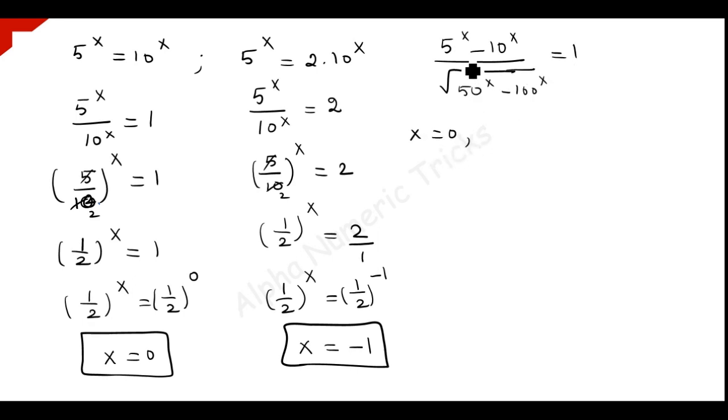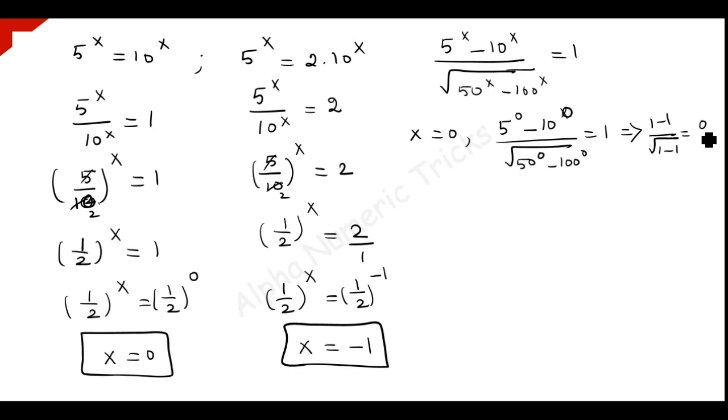When x is equal to 0, our problem becomes 5 to the power 0 minus 10 to the power 0 divided by square root of 50 to the power 0 minus 100 to the power 0 is equal to 1. This implies 5 to the power 0 is 1. 1 minus 1 divided by square root of 1 minus 1, which is 0 by 0. So indeterminate form you can get. So x is equal to 0 is not a solution. Okay. So we have to check for x is equal to minus 1.